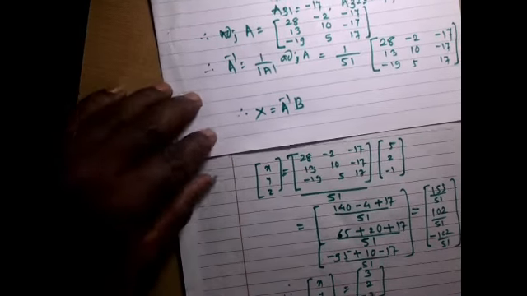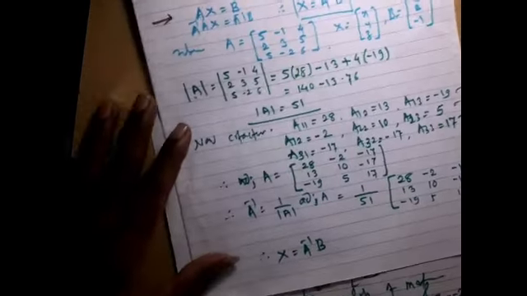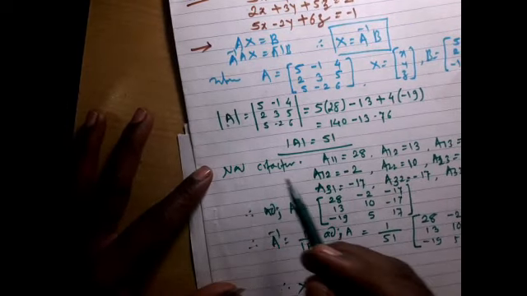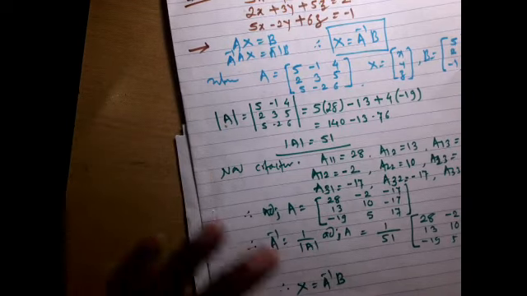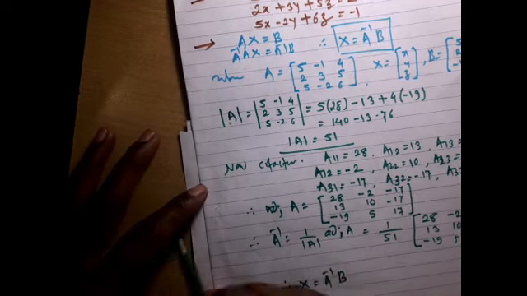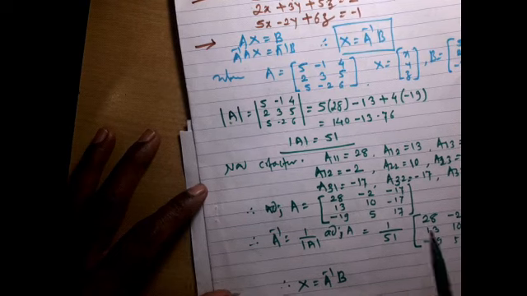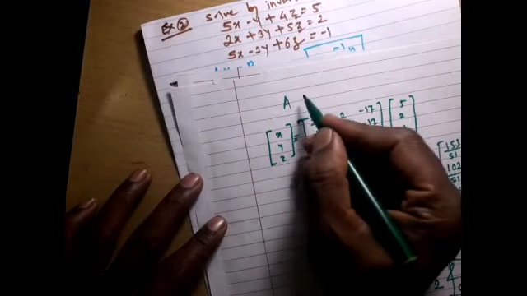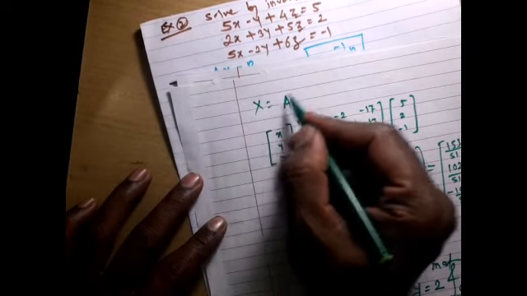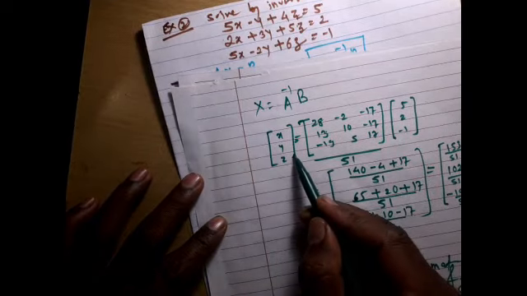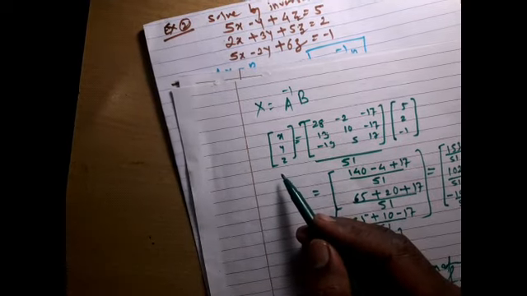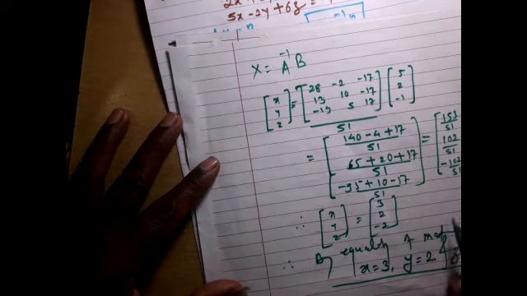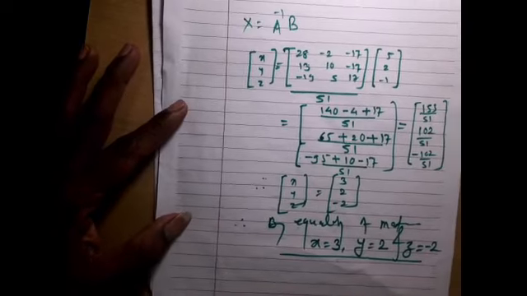After finding the inverse, I would like to suggest, instead of using elementary row or column transformation to find the inverse, it is better, although it is lengthy, and convenient to find the inverse by using the adjoint method. And after getting the inverse, x is equal to A inverse B. X is a variable matrix, this is A inverse and this is B, and by simple multiplication you will get the values of x, y and z.